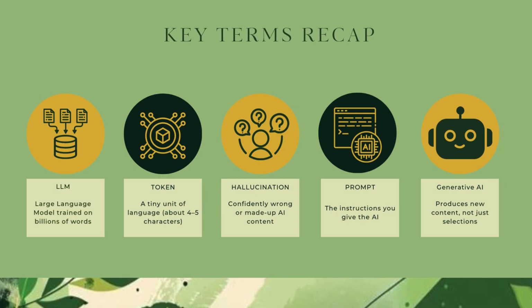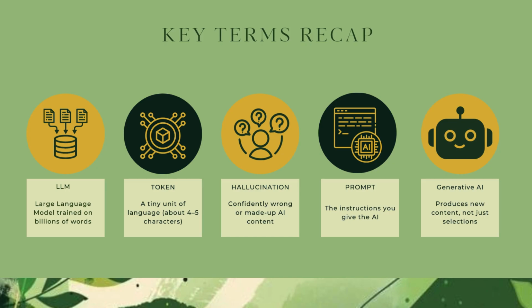The key terms recap. I want to make sure that you know this. We're going to be using these terms throughout the course. So we have that LLM, that large language model trained on billions of words and thoughts, ideas, art. A token, a tiny unit of language, about 4 to 5 characters. And a token is what an LLM uses to get an answer for you. It trades a bunch of tokens around to come up with a string of text. A hallucination is confidently wrong or made-up AI content. You see that often. A prompt is the instructions that you give the AI, and generative AI produces new content, not just selections.